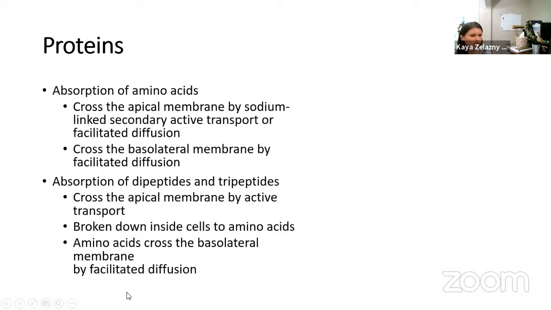Okay, so ultimately you're just going to end up with amino acid monomers in the plasma, but when they're crossing into the epithelial cells, they may be as 1 monomer or they may be 2 or 3 linked together.